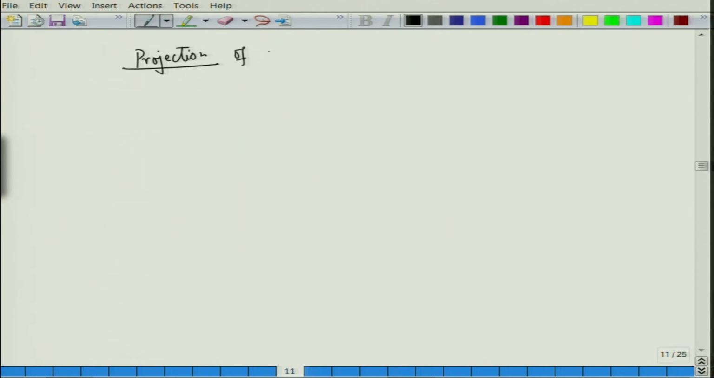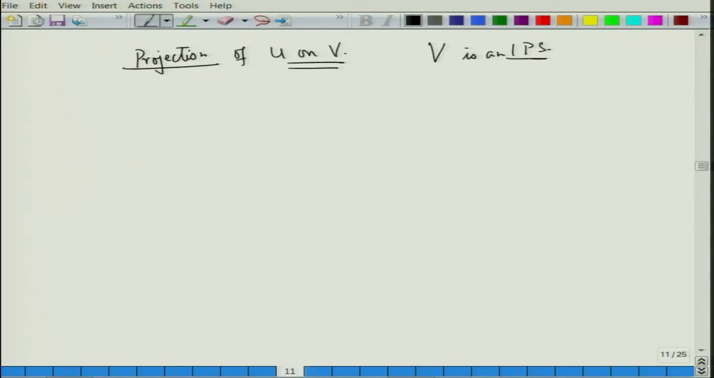Projection of U on V. All right. So I have an inner product space V, and I have got two vectors U and V. I want to look at the projection of U on V. You have already done this in school in physics, what is called U cos theta and U sin theta and so on. But let's try to do it with vector notation here.